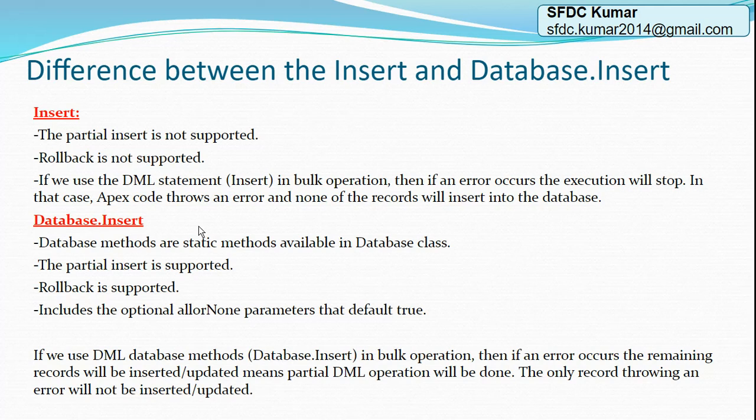The partial insertion is not supported. Partial insertion means that out of 10 records, one record is a failure, so the total records will not be inserted. The second one is that rollback is not supported. Rollback means, for example, if we are inserting records and one record fails, I want to roll back and not keep the data. That is not supported here.